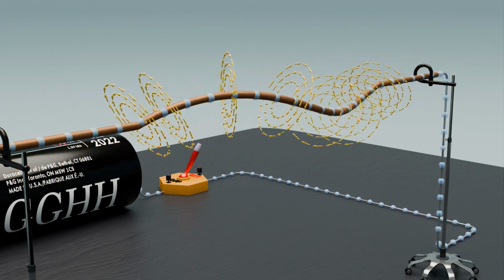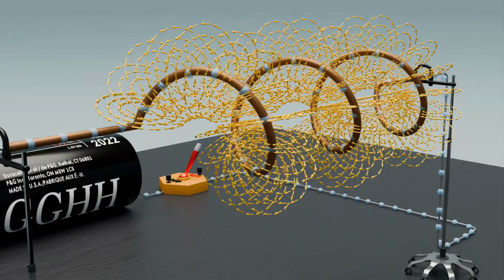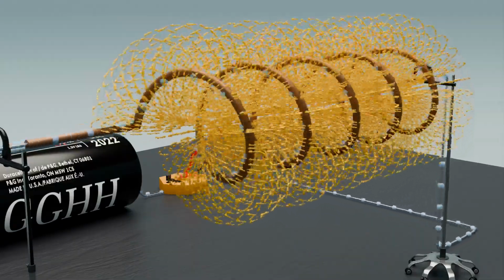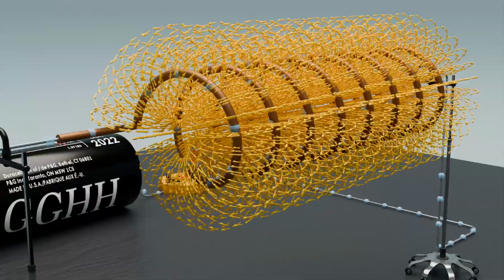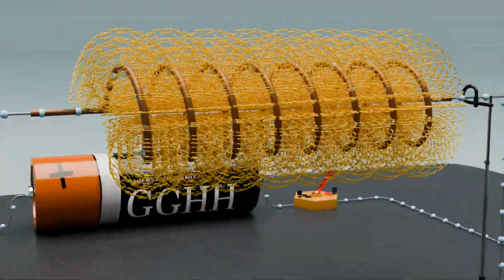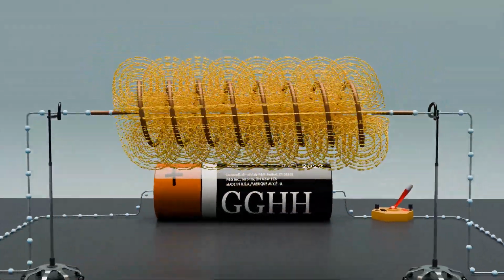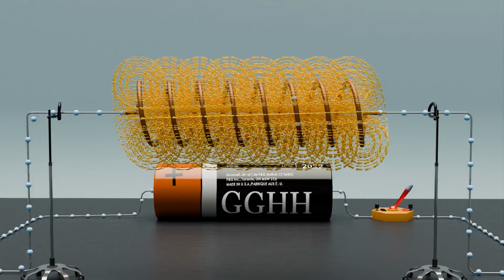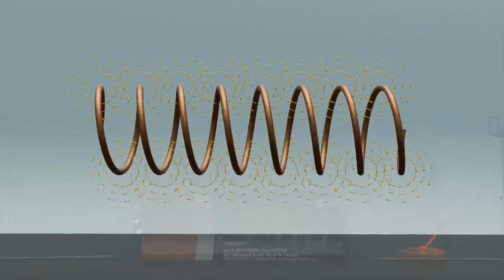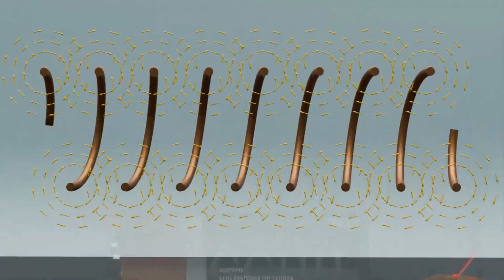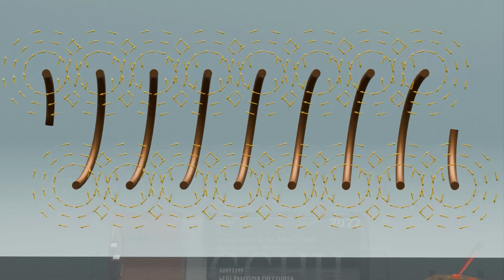But what happens when we take this straight wire and coil it into multiple circular turns, forming an inductor? In an inductor, the magnetic fields generated by each turn of the wire combine, creating a much stronger and more concentrated magnetic field inside the coil. Each turn of the coil generates its own magnetic field due to the current flowing through it. These fields are represented by circular lines around the wire.